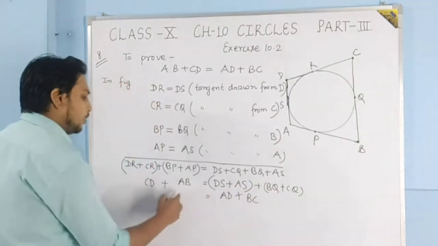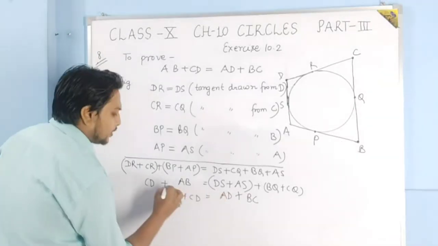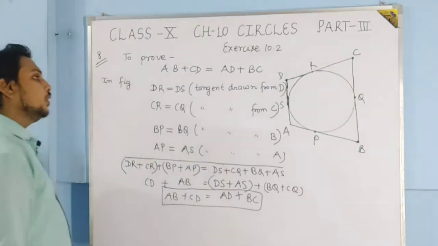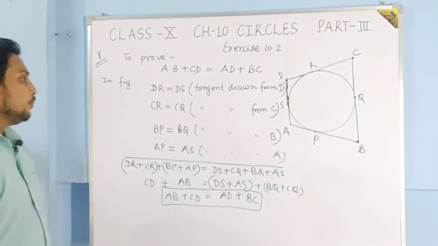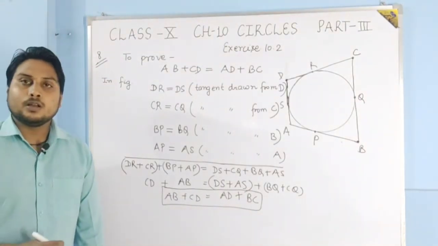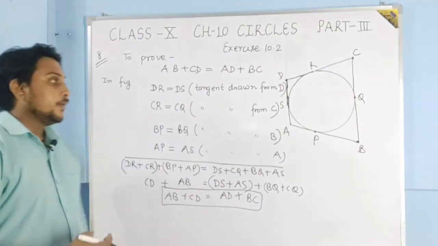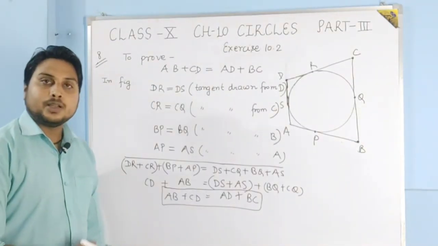Now AB plus CD is equal to AD plus BC. So this was the result that we had to prove. So the simple solution this question has, a simple concept: that from an external point, when tangents are drawn to the circle, the lengths of the tangents will be equal. Now you can pause the video and note it down.